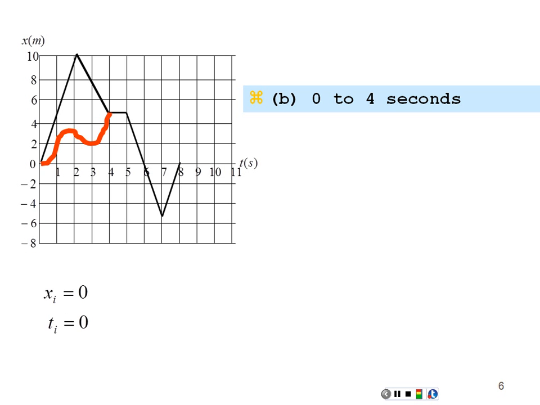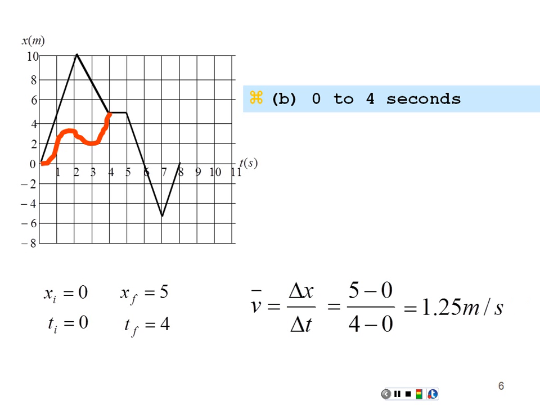So our initial position is x equals 0, time t equals 0. Our final position is x equals 5, t equals 4 seconds. Our average velocity is our change in position, our final minus our initial, 5 minus 0, over 4 seconds. We have an average velocity of 1.25 meters per second, which happens to be the slope of that line that connects those 2 points. So that is our average velocity.